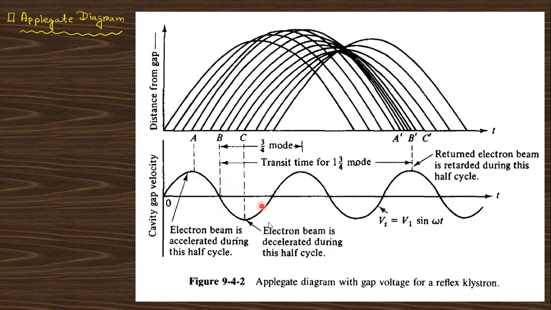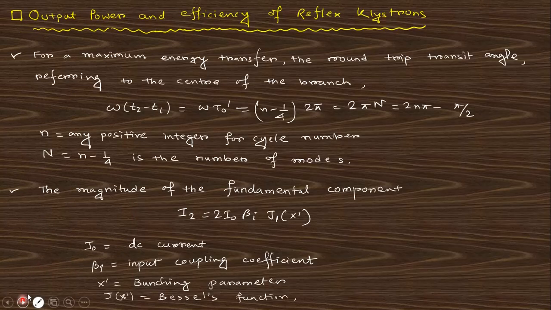So if you take these three points, you will get this one, this one, this one. A is high energy, that is why it takes the larger path length. Okay. So this is the signal and this is the Applegate diagram. Next one is the output power and the efficiency of the reflex klystron. This is the minimum energy transfer on the transit angle referring to the center of the bunch. You can derive this expression very well.